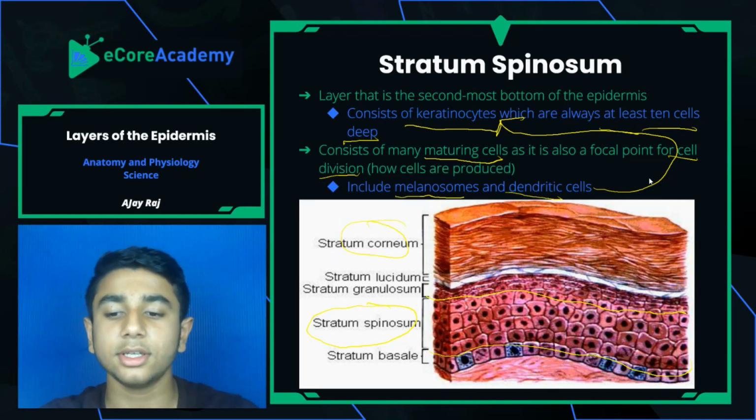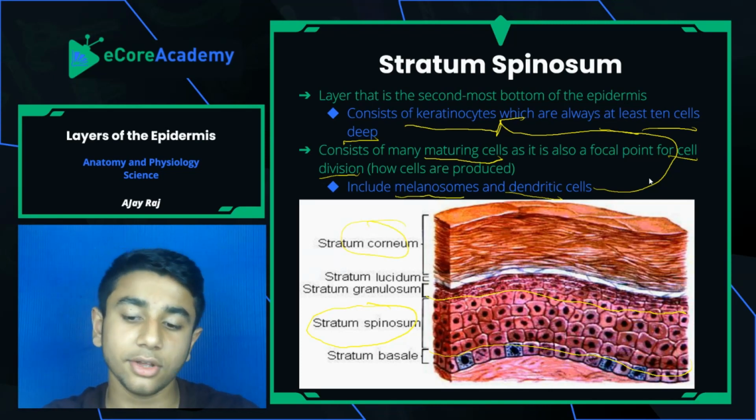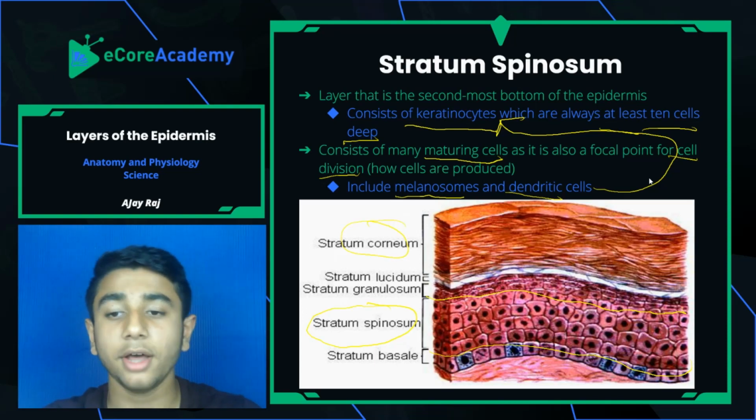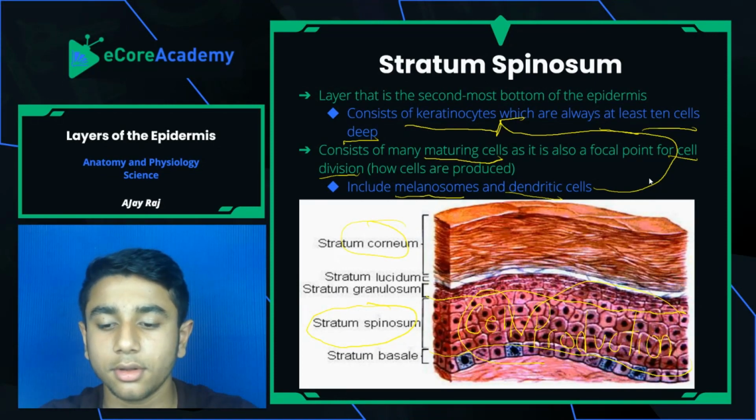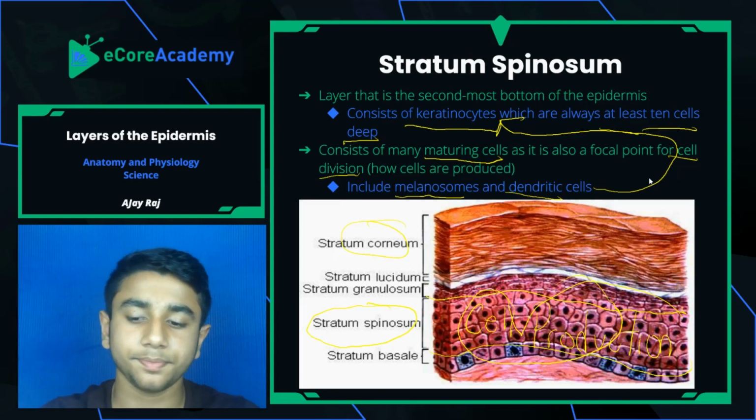And that's basically active cells, and these cells help produce other cells. This is where cell production is very prominent. So I'm just going to say here, cell production. That's the main function of the stratum spinosum. No transformation is happening yet, but cell production is very key here.